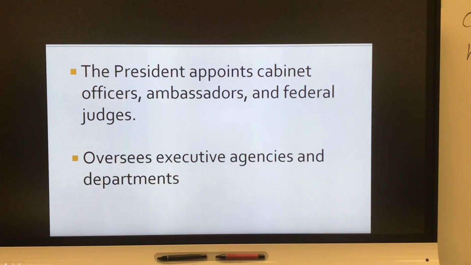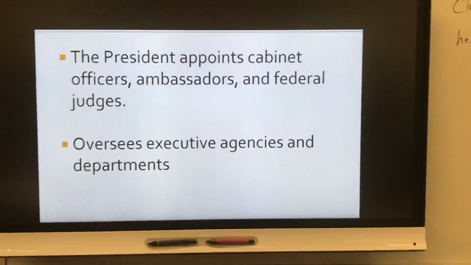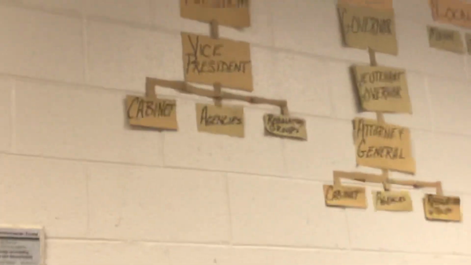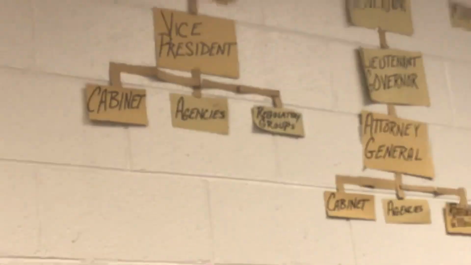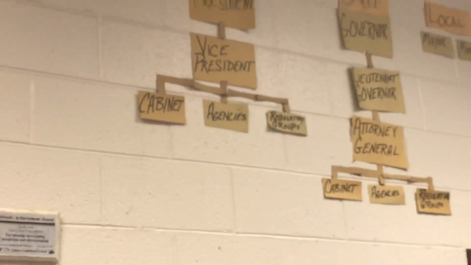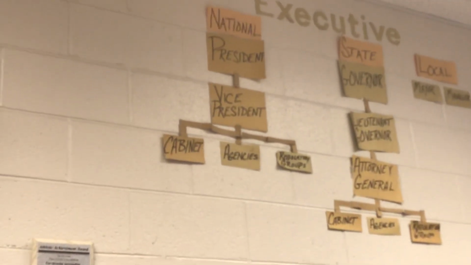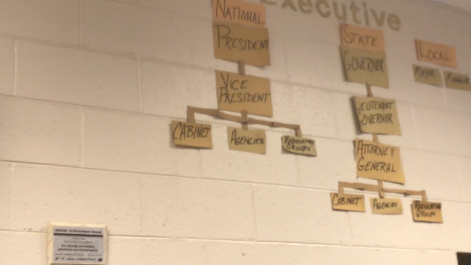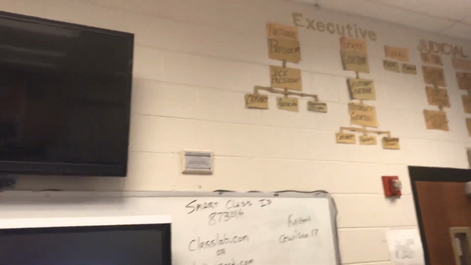And again, you'll see what some of these are in the worksheets. We're talking about things like the CIA. The CIA, the Central Intelligence Agency, is overseen by the President of the United States. So he oversees executive agencies and departments. If you look up at the wall, you can see that at the bottom of the chart, there are cabinets, agencies, and regulatory groups that are also a part of the executive branch of government. Again, the president being at the top, he oversees all of those groups at the bottom of the chart.